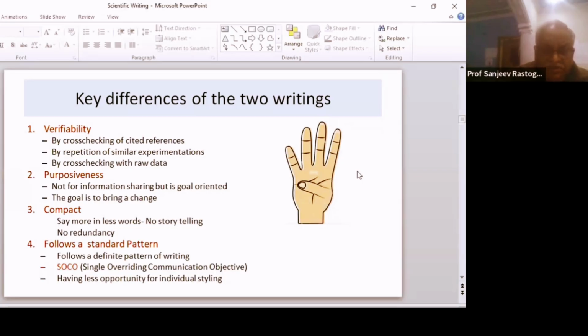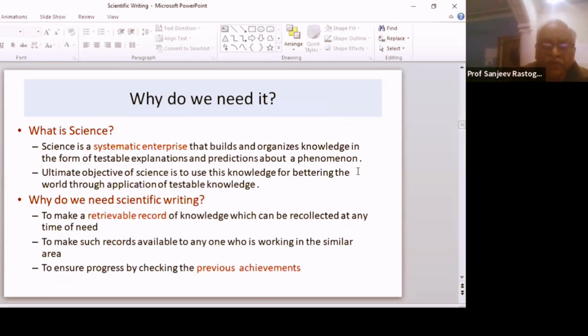It is not about storytelling. No redundancy is required. So you need to learn the art of writing in a compact manner so that more can be said in fewer words. This is also specific to scientific writing. And we need to follow a standard pattern. As I talked about, we need to follow the emerald pattern. So what do we need to do?